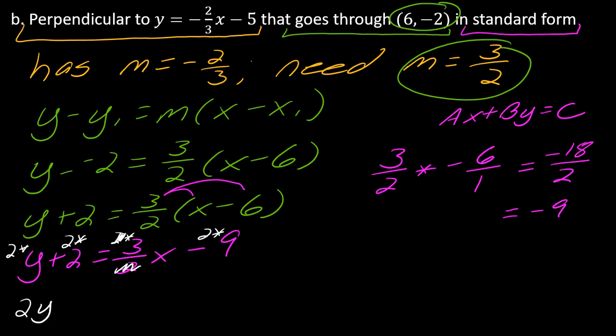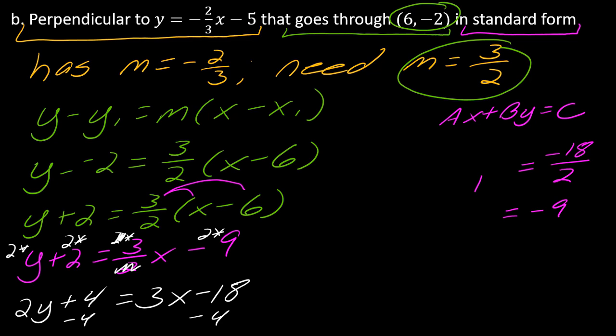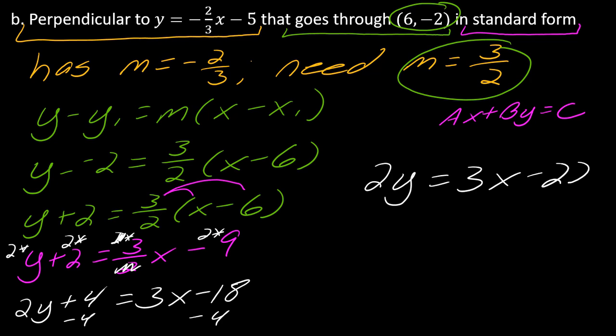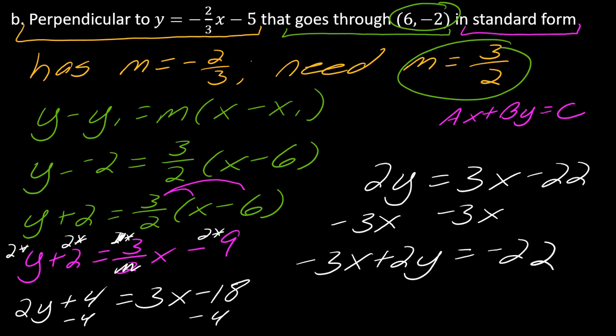So now I've got 2y plus 4 equals 3x minus 18. Okay, so now I can continue to work to get this into standard form. So what I want to do here is I'll go ahead and subtract off the 4. So now I'm left with 2y equals 3x minus 22. And then I can subtract off the 3x to get negative 3x plus 2y equals negative 22.